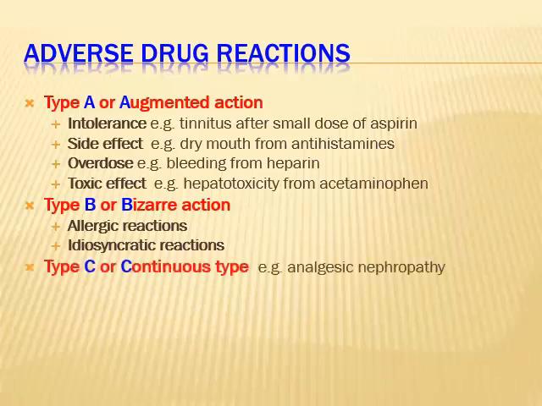The third category is Category C, where C is the initial of the word continuous. This adverse effect occurs only after continuous, long-term use of the drug. The best example is renal damage, that occurs after years of continuous use of aspirin.